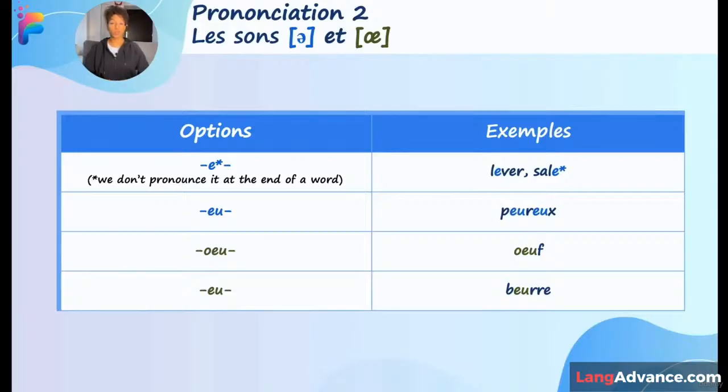First, le son E, we find it in lever or salle. We don't pronounce the E at the end of a word. So in salle, we actually don't pronounce E. Salle. We also have it in peureux. Peureux. And you will have it in œuf. Œuf. Or in beurre. Beurre.